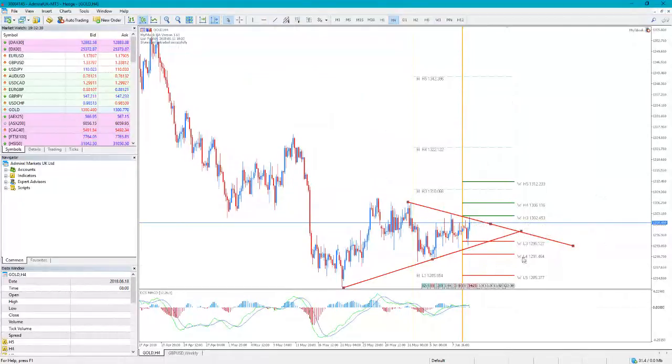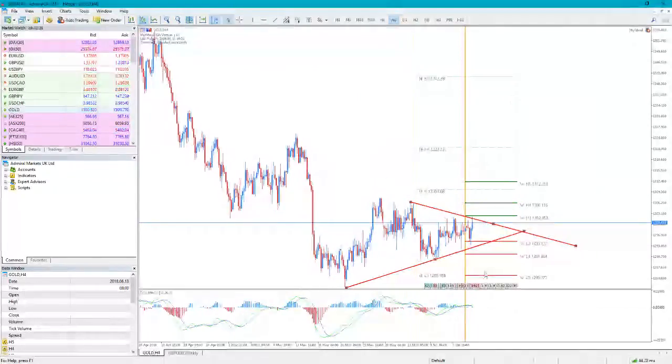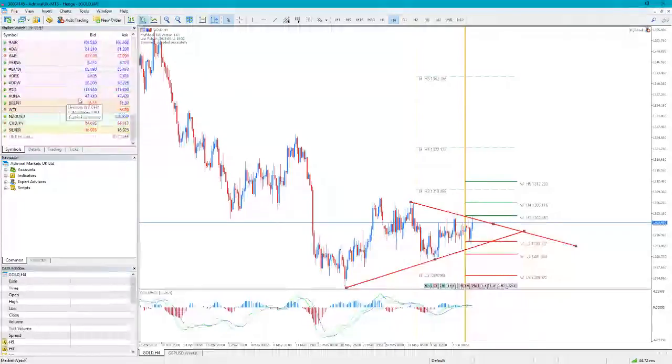That is what I would tell you about gold. Long here, short there. I mean, this is congestion, consolidation before the breakout. Usually there is a storm before the calm, and this is the calm now, and we might expect the storm, especially during Trump and Kim's meeting. So be prepared, guys. Always be prepared.